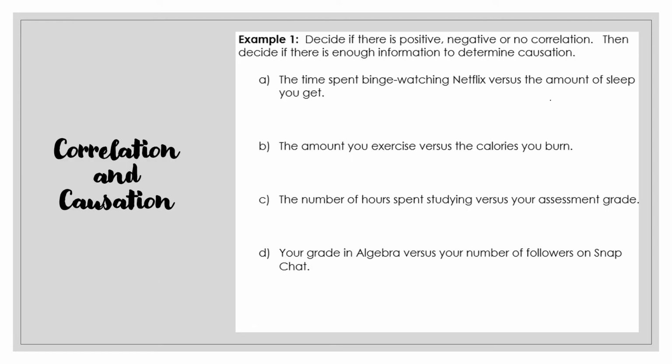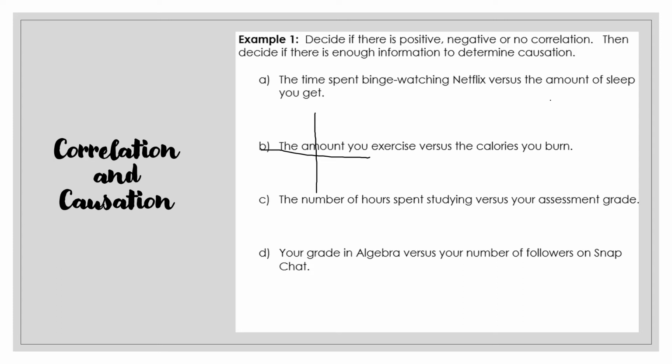All right, so the first topic is correlation versus causation. A lot of things in this world are correlated, meaning that they relate to one another. As one of them increases, maybe the other one is going to increase as well. But causation is when one action actually causes the other to happen.